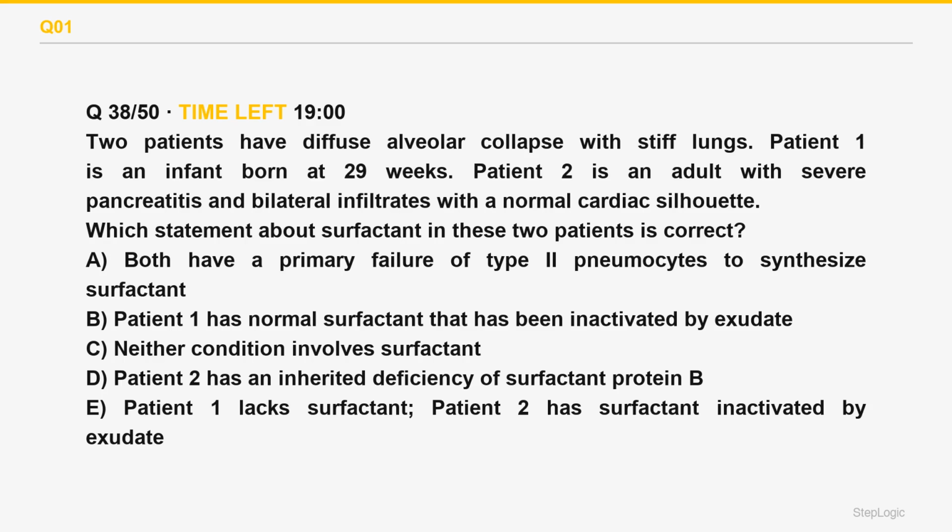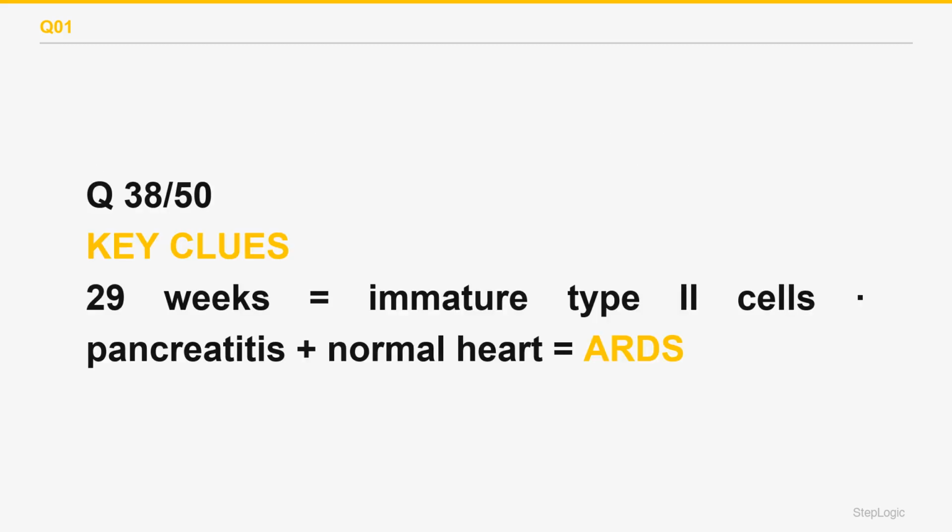Read the command, the statement about surfactant in each. Both lungs are stiff and both collapse, but the surfactant is failing for opposite reasons. In neonatal respiratory distress syndrome, the type 2 pneumocytes are immature and have not yet begun adequate surfactant synthesis, which typically becomes sufficient around 35 weeks. The deficiency is one of production, which is why antenatal corticosteroids, accelerating maturation, are the preventive strategy.